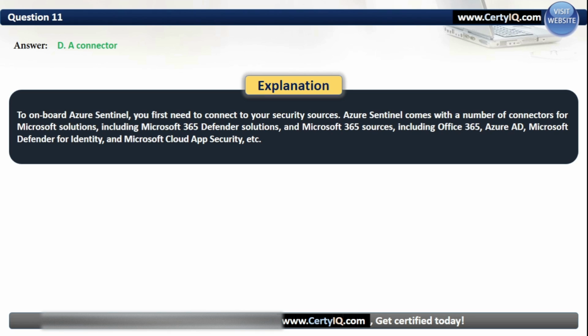To onboard Azure Sentinel, you first need to connect your security sources. Azure Sentinel comes with a number of connectors for Microsoft solutions, including Microsoft 365 Defender solutions and Microsoft 365 sources, including Office 365, Azure AD, Microsoft Defender for Identity, and Microsoft Cloud App Security, etc.